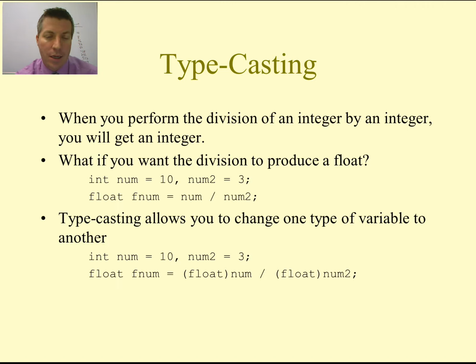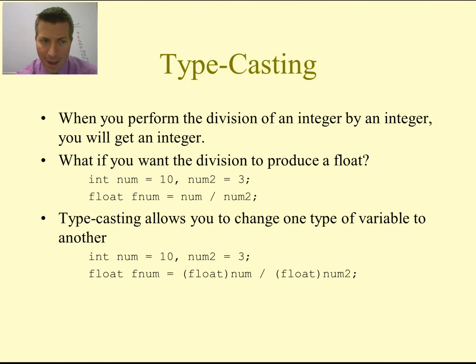Like in this case here, when we have int num equals 10 and num2 is equal to 3. Well, when we divide num by num2, this is an integer divided by an integer. What we're going to get is an integer. 10 divided by 3 actually is going to give me 3. It doesn't round, it just gives me the value and chops off the decimal. So it's not going to give me the actual value, even though I'm setting it equal to a float.